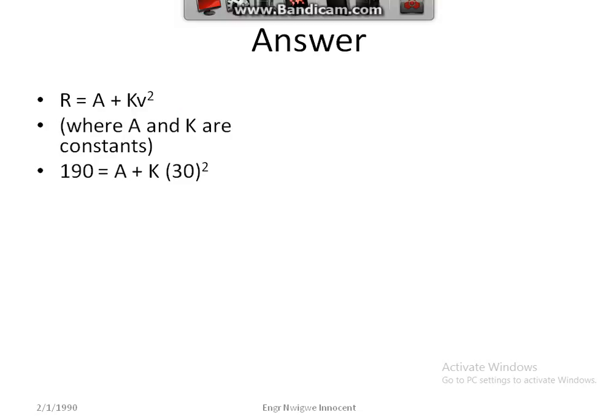First of all, when the speed is 30 kilometers per hour, the resistance is 190. Therefore, R represents the resistance, V represents the speed. Therefore, we now have 190 is equal to A plus K in bracket 30 squared. Then if you solve, 190 is now equal to A plus K times 900. This will be our equation 1.